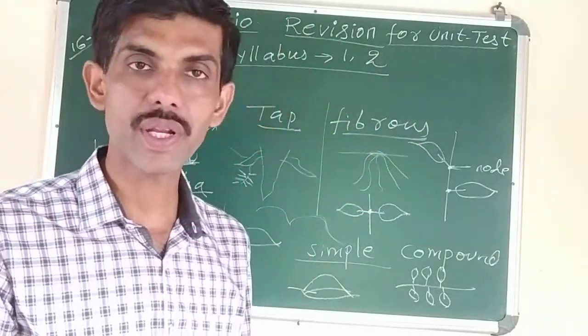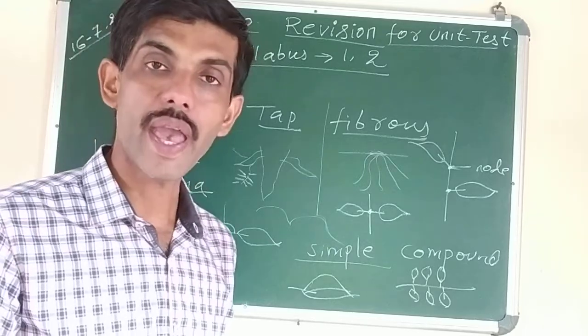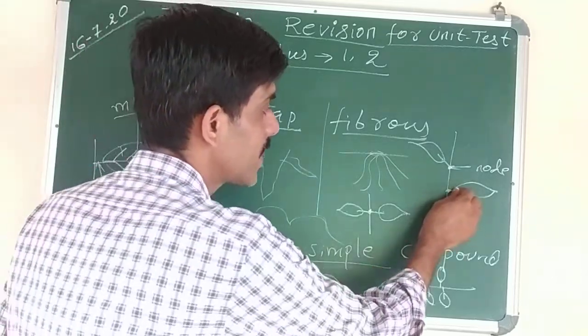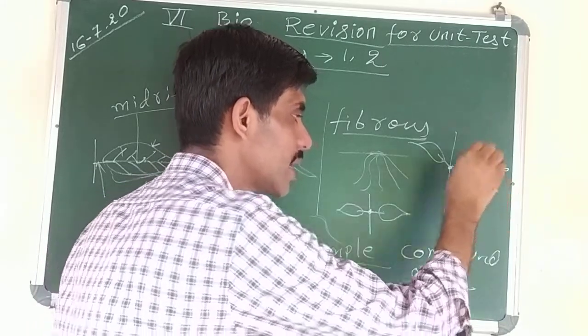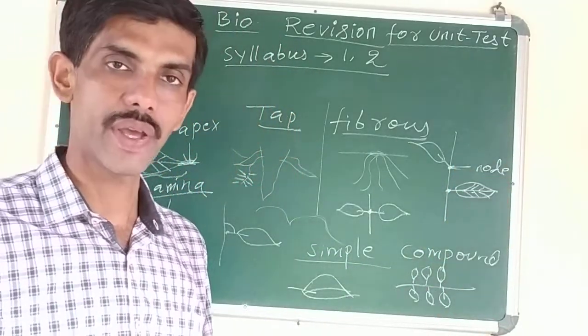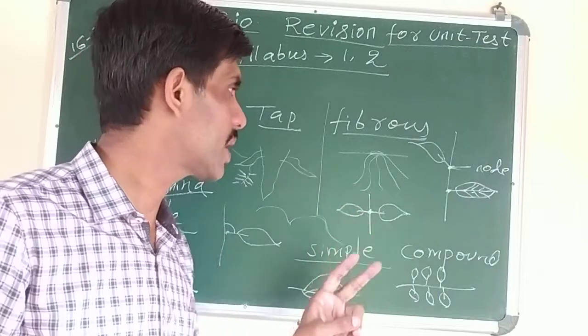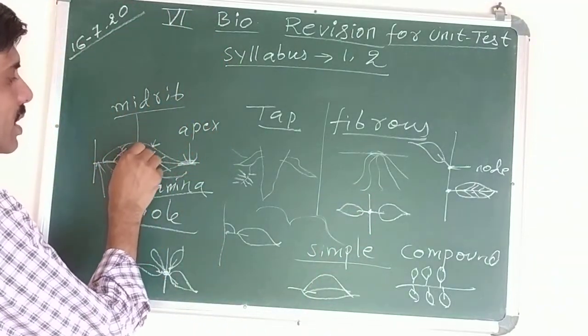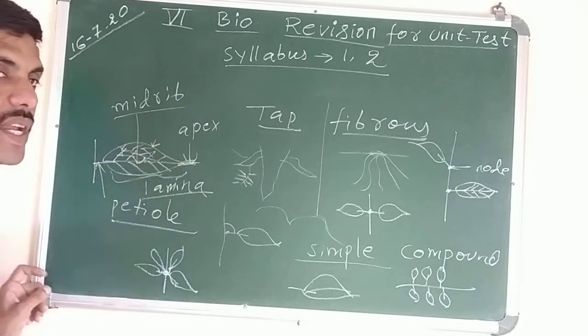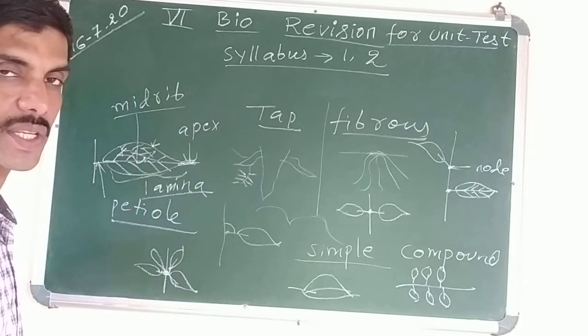Then comes venation in leaves. What is venation? The arrangement of veins on the surface. This is the mid vein, this is the side vein. How the veins are arranged, this arrangement of veins is called venation. So there are two types of venation. What are they? Reticulate venation, in which a network-like structure is there, in which many veins, veinlets are there. They form a net-like structure.